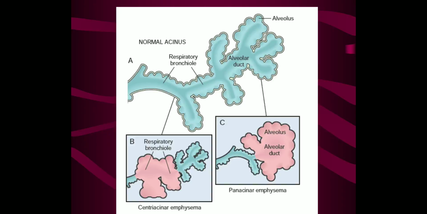So see here, this is a normal acinus with respiratory bronchiole and alveoli. In centriacinar emphysema, the respiratory bronchiole part is affected, that is the central portion. Whereas you see panacinar here, where the whole alveoli, the whole distal acinus, is involved. That is panacinar.